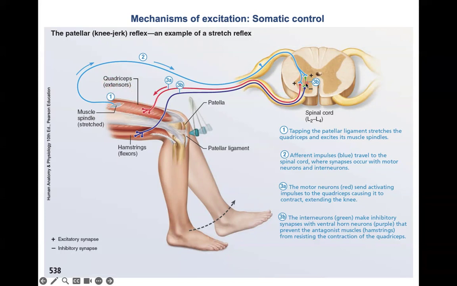At the same time, we have here an inhibitory interneuron. Now this synapses on another motor neuron here. Now this inhibits the hamstring, which is the flexor.